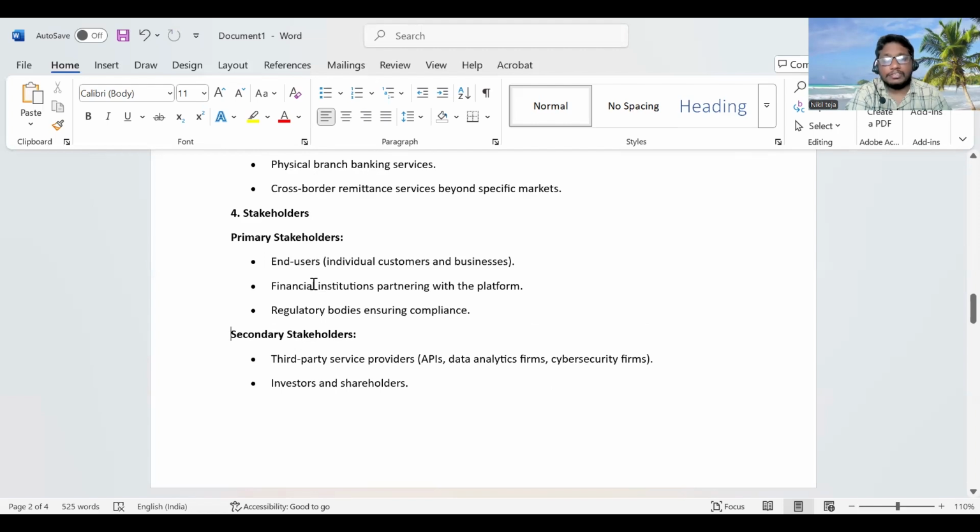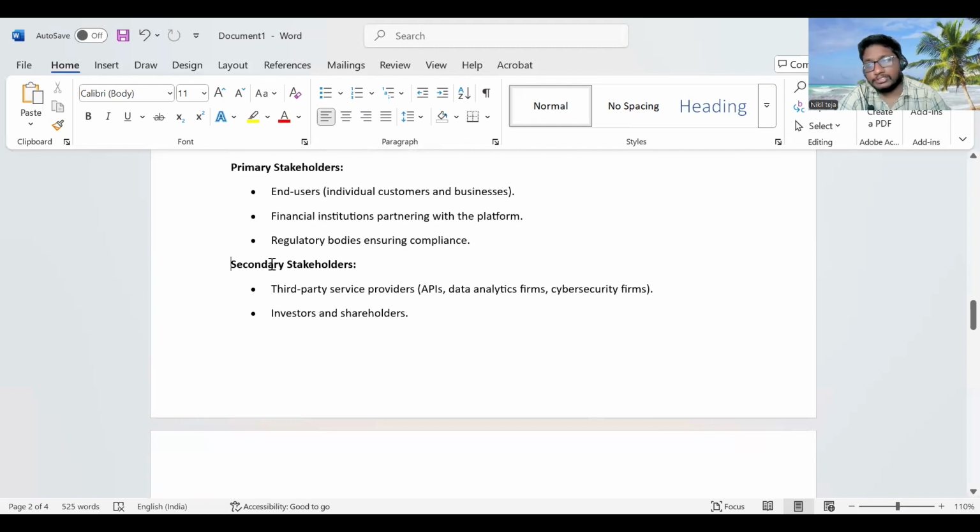Yeah. So these are the end users, financial institutions, and regulatory bodies ensuring compliance. They are the ones who will be using the front end of your app, right? Secondary stakeholders are the ones who will be using the back end of your software.